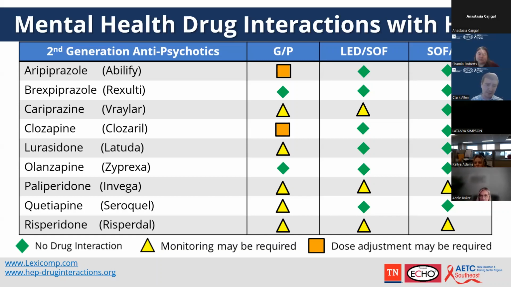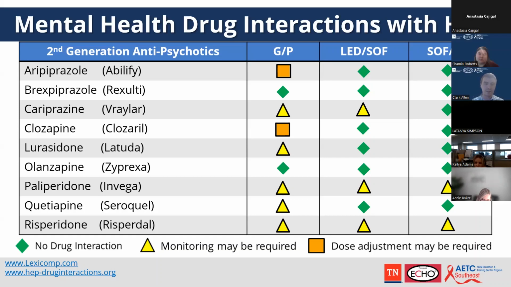The main two I want you to point out are the ones that have the orange boxes. So it's going to ask for a reduction in dose of aripiprazole and clozapine if you're going to be on the Mavyret plus one of those agents. There's going to be a reduction in the mental health medication and not the Mavyret. Like I said before, there's never going to be a change in the dose of the hepatitis C medication. It's just going to be the mental health medication.